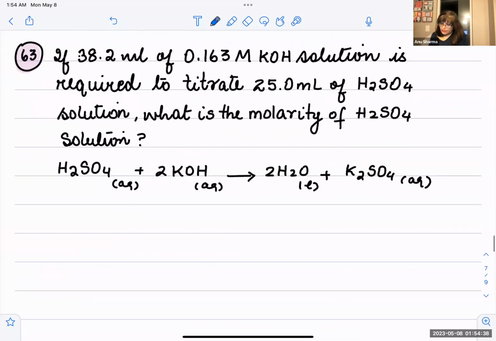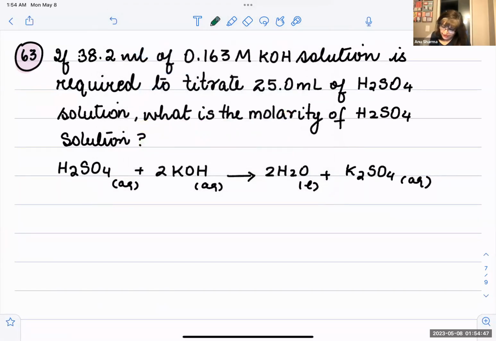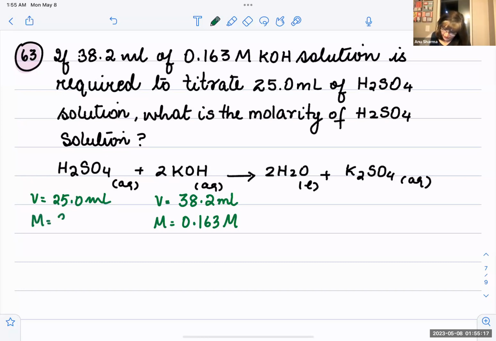Okay, so that's the process you will follow. All right, let's look at the next problem, where we have a different acid. So here we are given the same thing, we will write. We are given 38.2 milliliters of KOH, and the molarity given for the KOH is 0.163 M. It is required to titrate 25 milliliters of H2SO4. Volume is 25.0 milliliters. What is the molarity of H2SO4? Find the molarity. So same process.